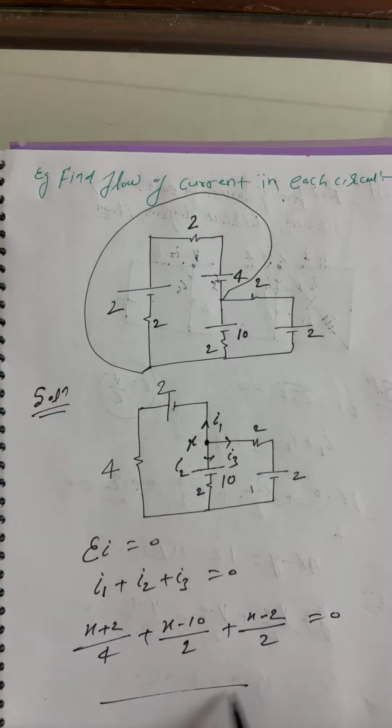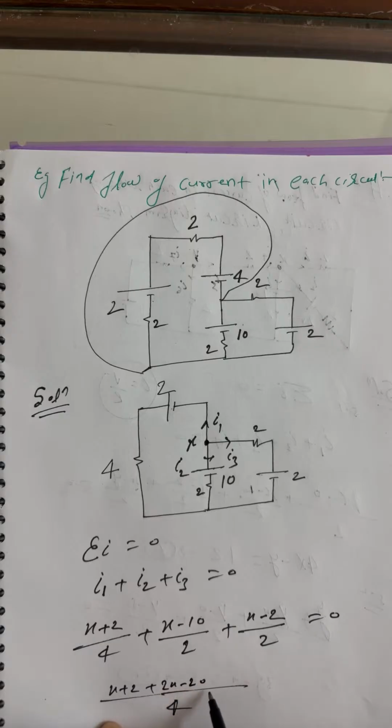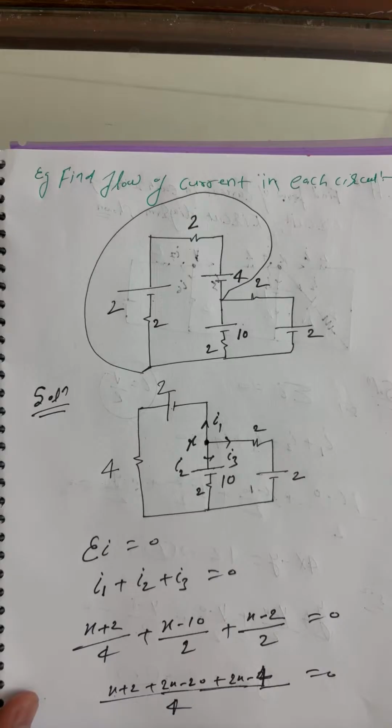Just take care, the LCM is 4 only. So x plus 2, which I multiply by 2, gives 2x minus 20, then 2x minus 2 to the 4, equals 0 after cross multiplying. So x plus 2x is 3x, that is 5x. 5x minus 24, so you can say this is minus 22 equals 0.